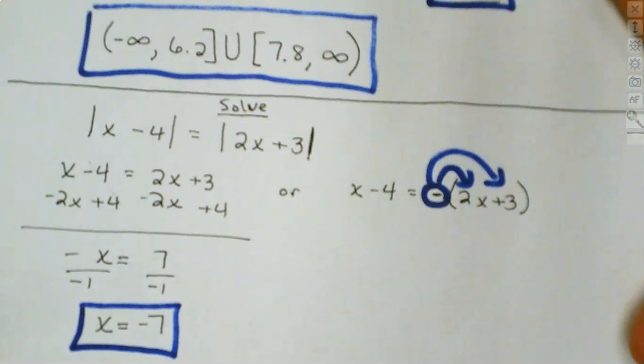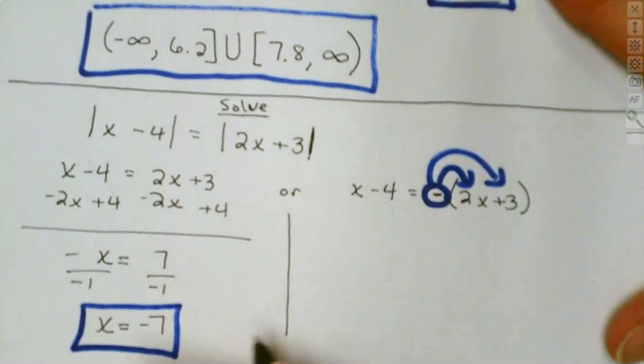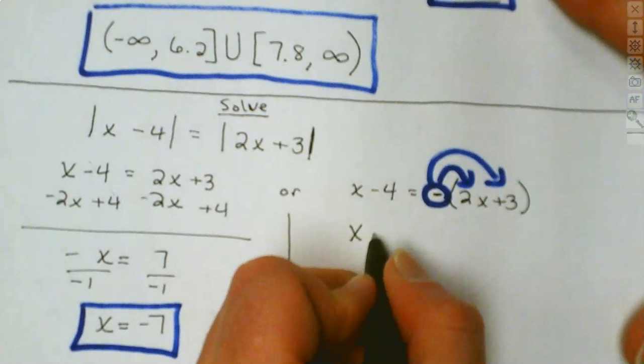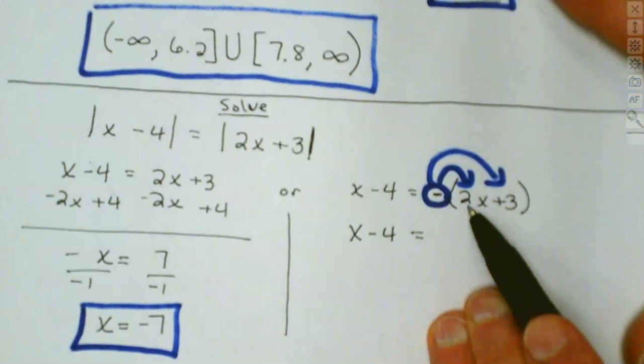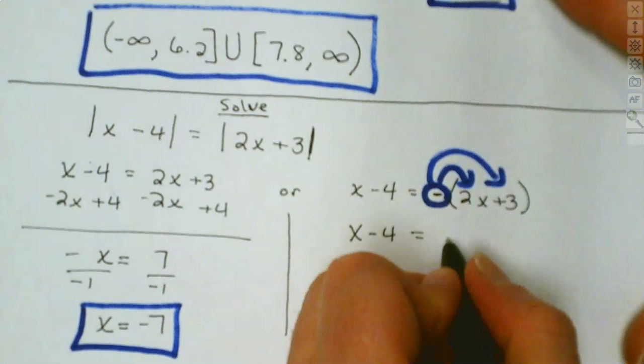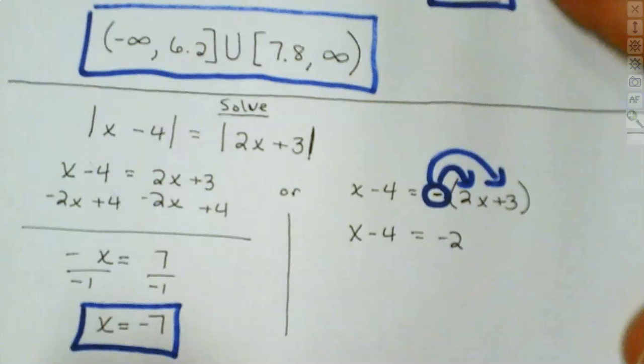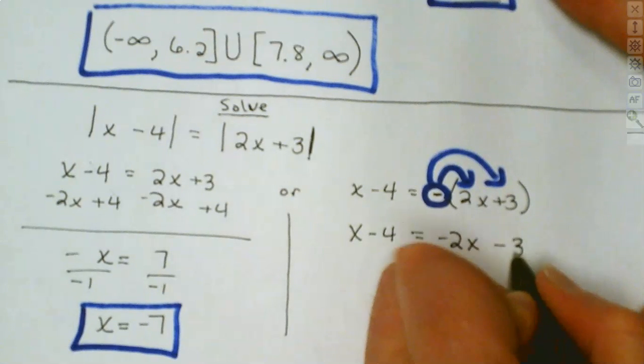What about the other one? Well, the other one, we do the same thing, but this negative gets distributed through. So that makes that then a minus 2x and a minus 3.